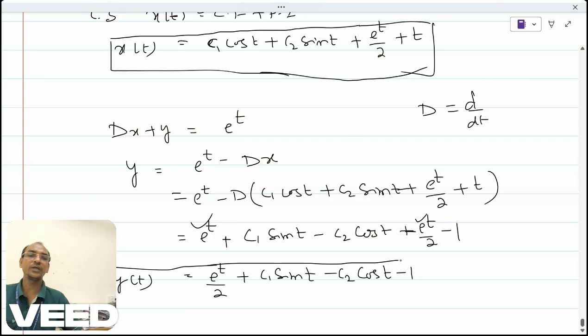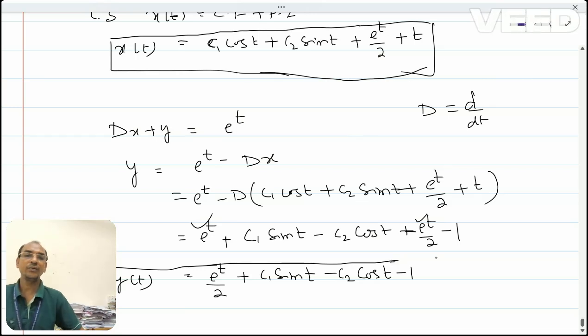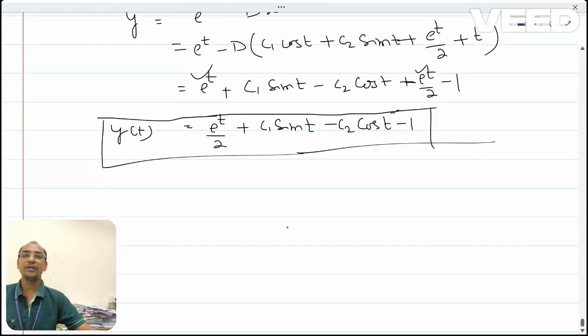So like this we can solve the simultaneous equations. So I will do another problem here, and then we will think about the next problem.